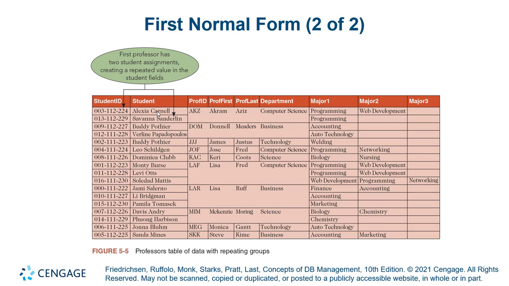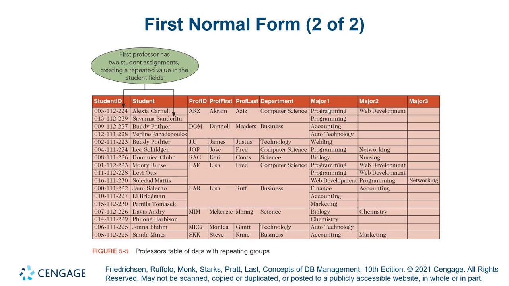Because each record is a different professor, we're going to have multiple values in the student field, because we have professors that have multiple students. The example it's pointing out here is Alexia and Savannah, who are both tied to Professor Aziz. So we have multiple values in this relation, and it is not normalized because we have this repeating group, this repeating value.